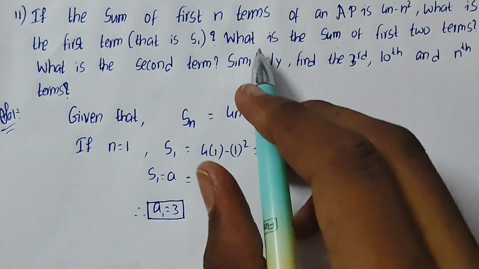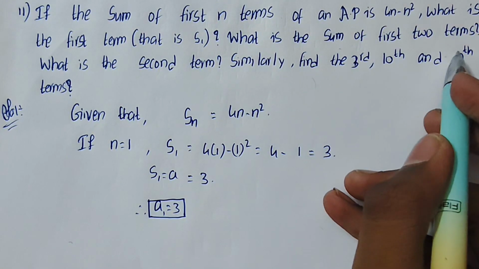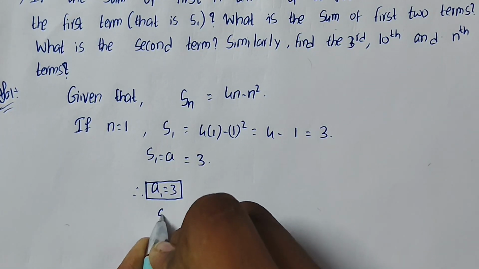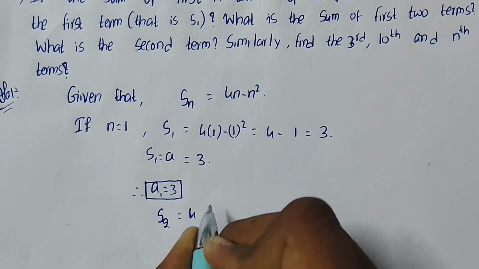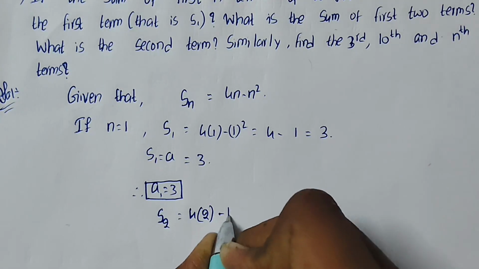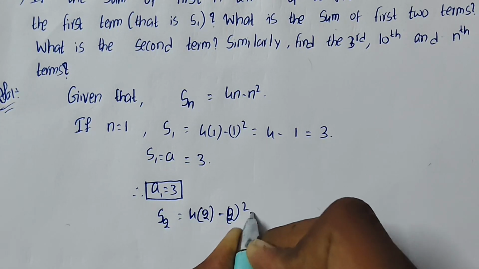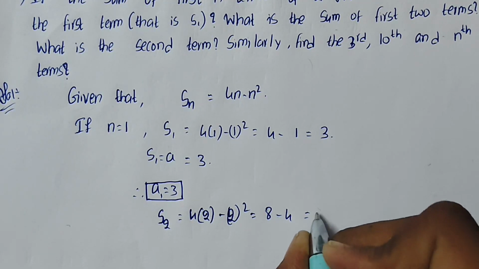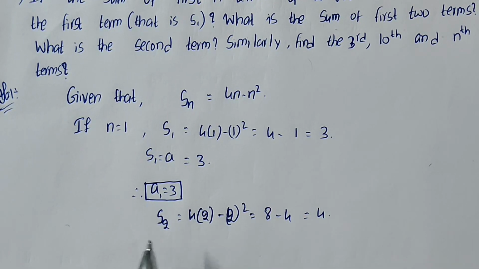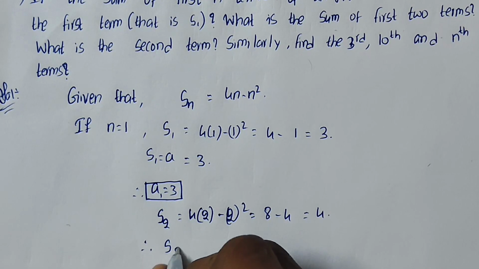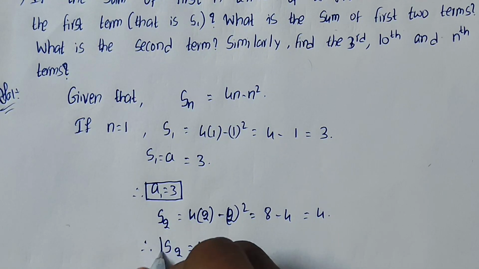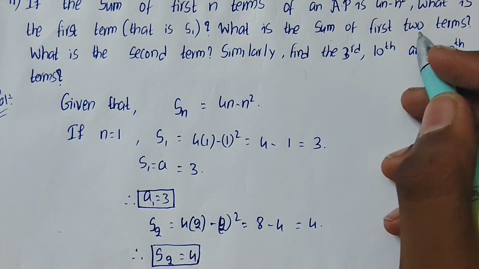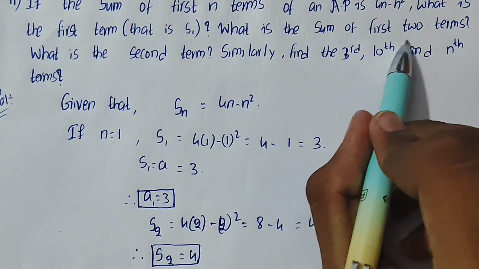He asked to find out, what is the sum of first two numbers? Sum of first two numbers means S2. So 4 of 2 minus 2 square equals 4 twos are 8 minus 2 square means 4. 8 minus 4 means 4. Therefore the sum of two terms of the given AP is 4. Understand? So we also found the value of the sum of first two terms.